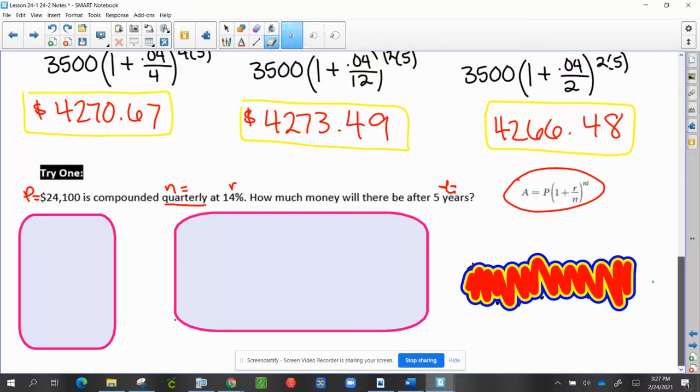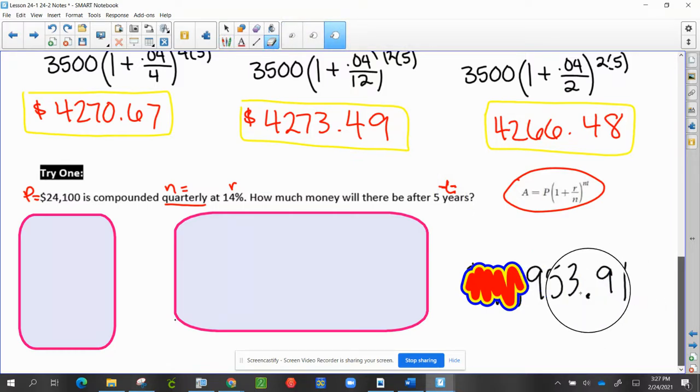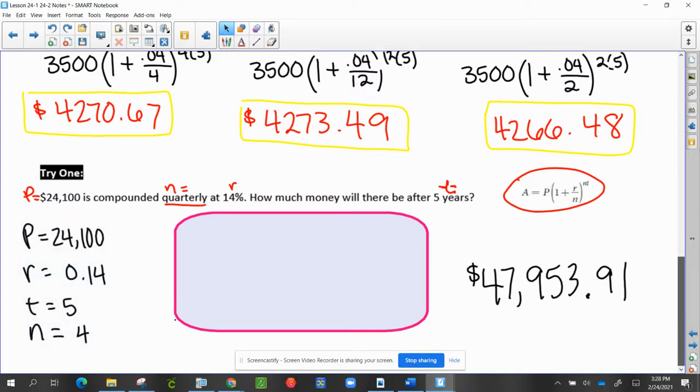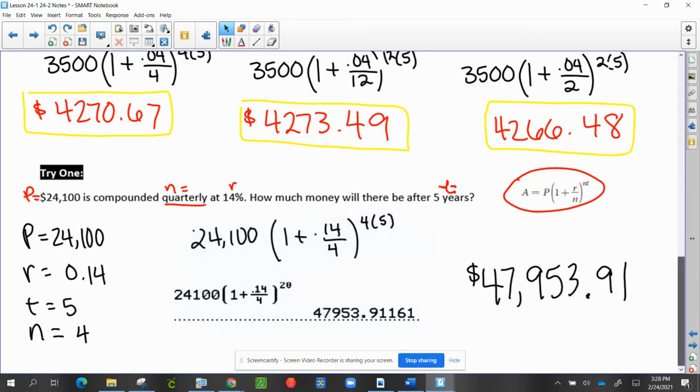Okay, if you did everything right, this is the answer that I got: $47,953.91. So here's my work. We're starting with $24,100. 0.14 is our rate. 5 years. Quarterly means 4 times a year. So I plugged it into my formula, put that in my calculator, and spit out my answer for me.